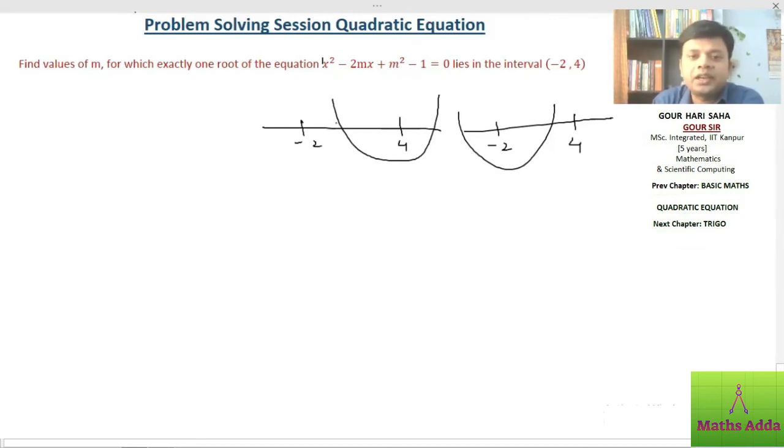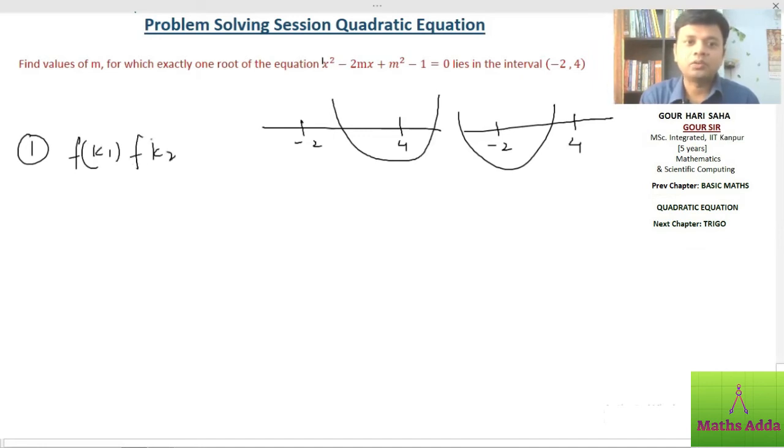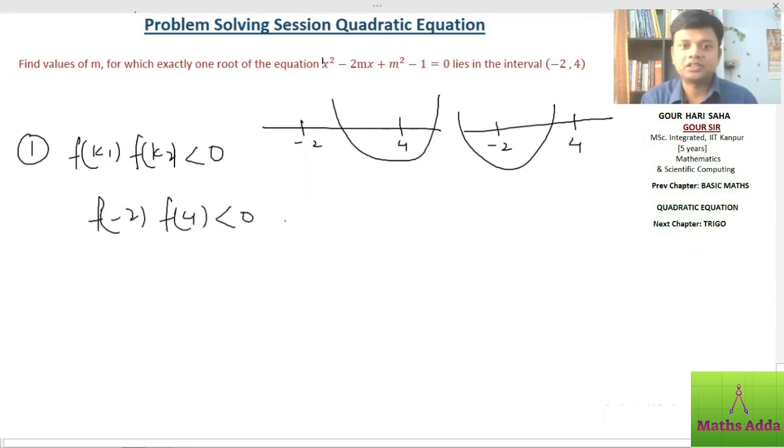So, what is the condition for that? When exactly one root lies between these, there is only one condition. If you go through location of roots, that is the only condition. Here it will be f(k1) into f(k2) will be less than 0. This means I will be checking f(minus 2) and f(4). So, f(minus 2) into f(4) will be less than 0.